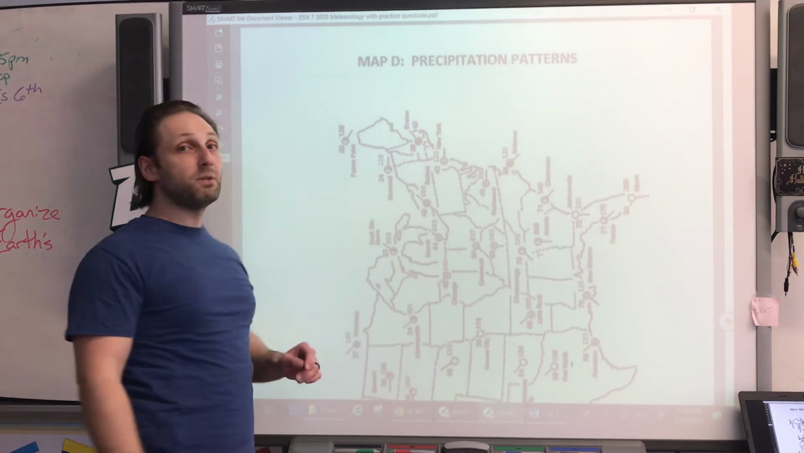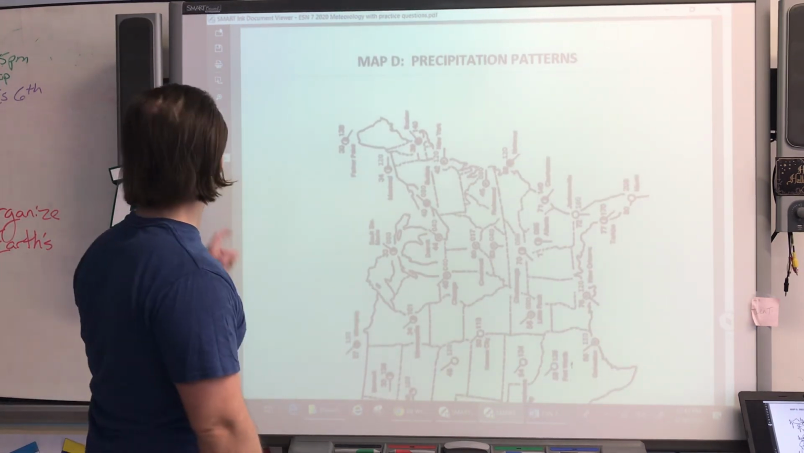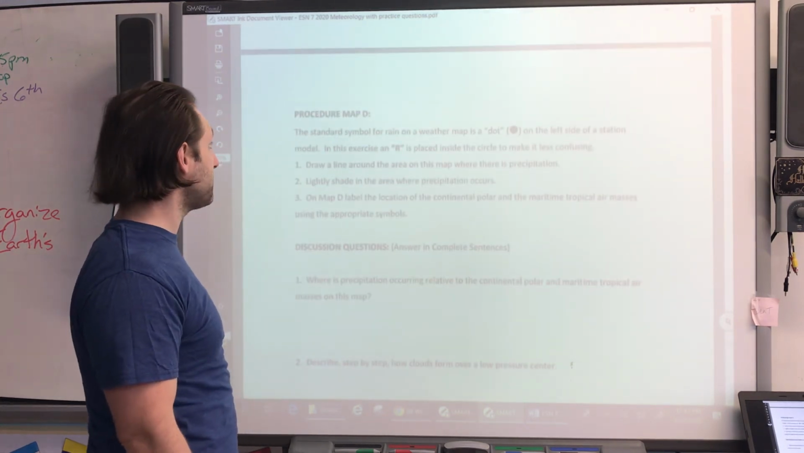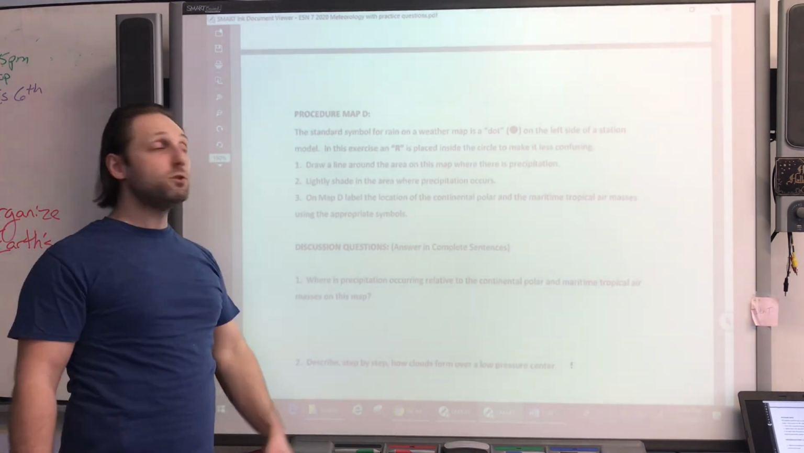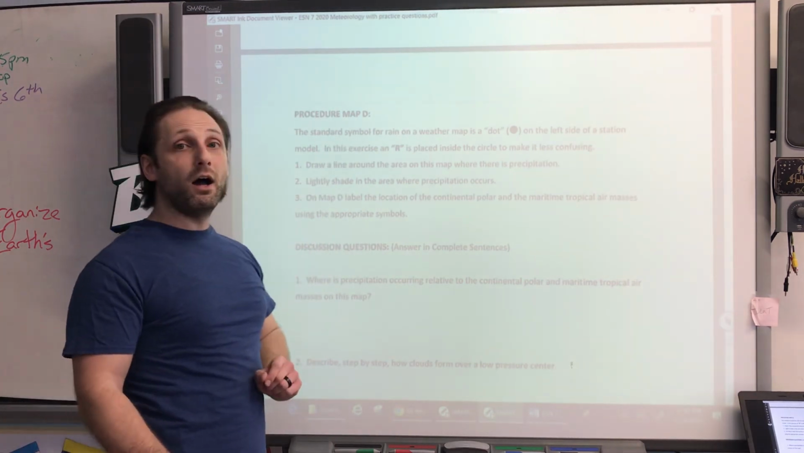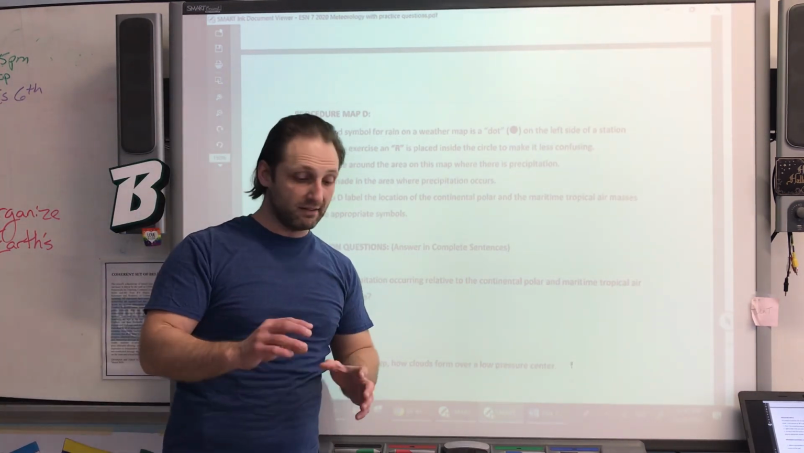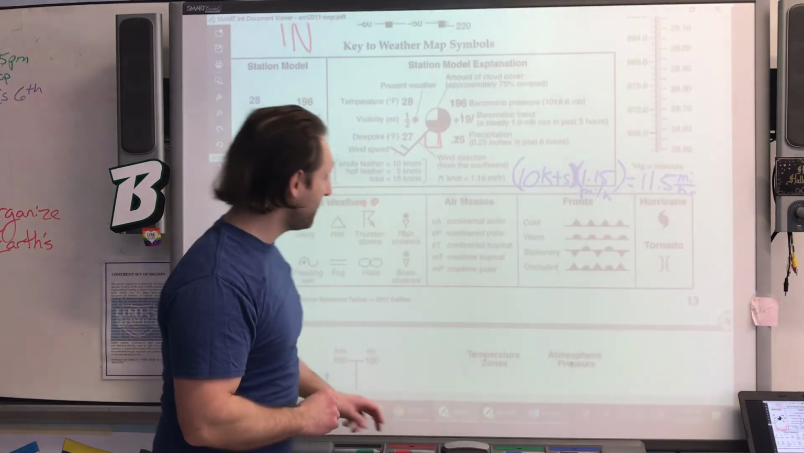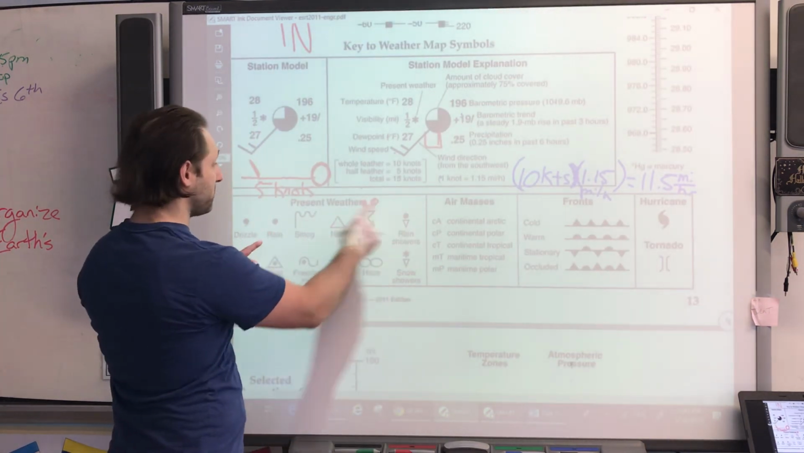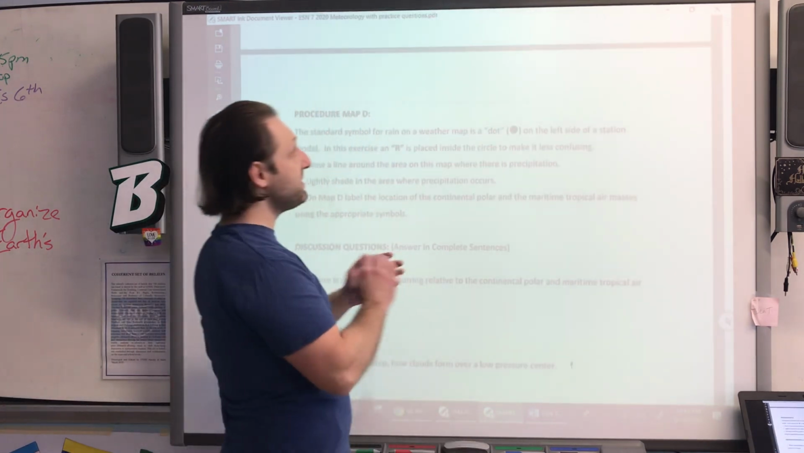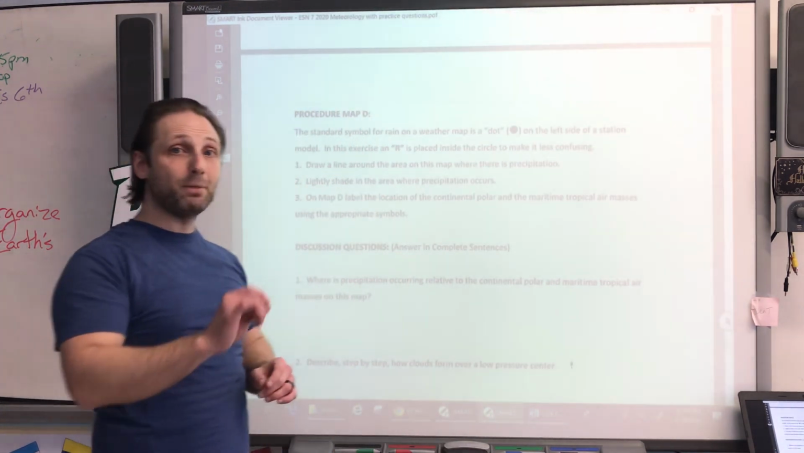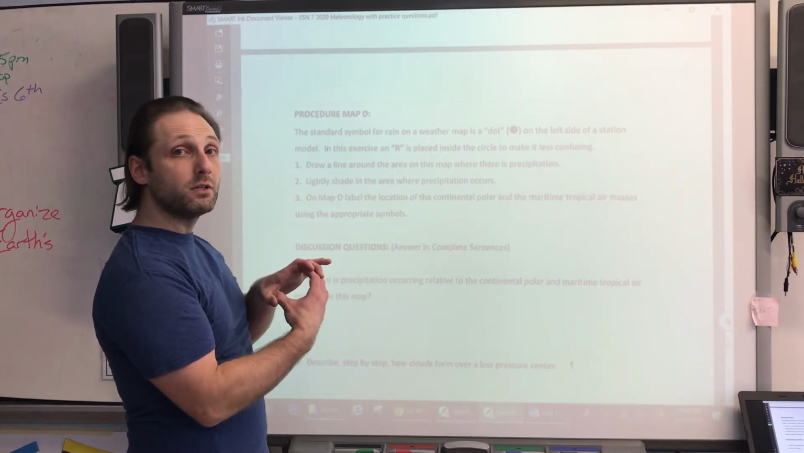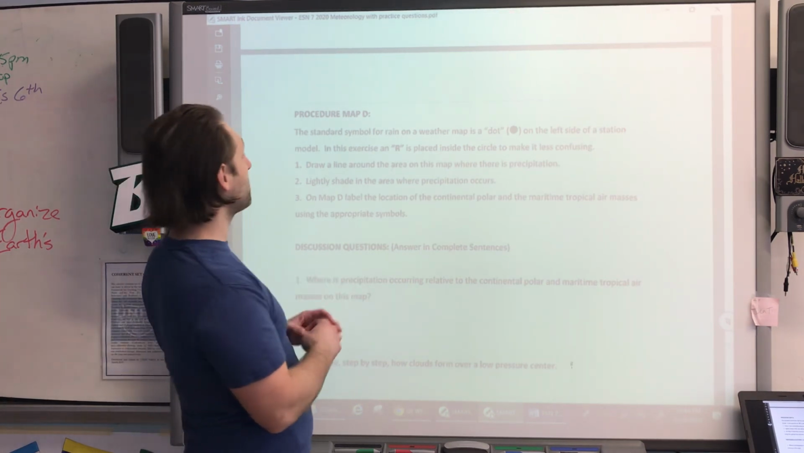Map D, precipitation patterns. Okay. So let's go see what procedure map D is. Instead of using a dot symbol on the station model, which represents rain, as a reminder, the dot represents rain, they've instead placed a capital R inside of the cloud cover circle.